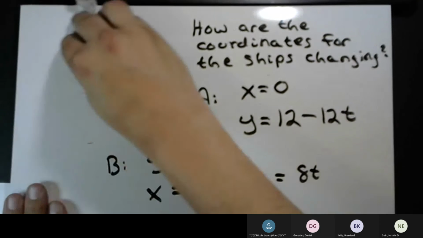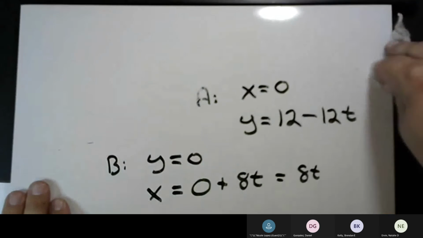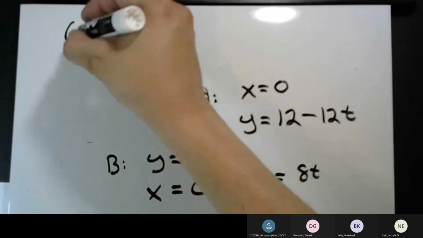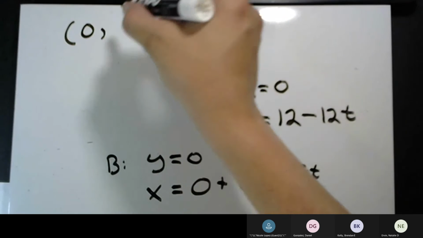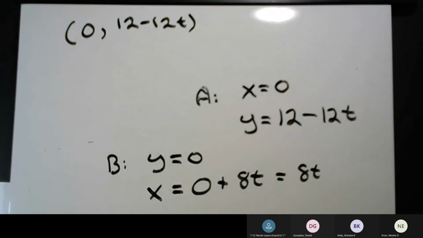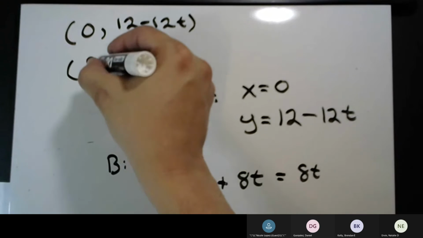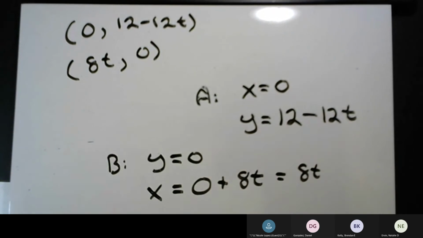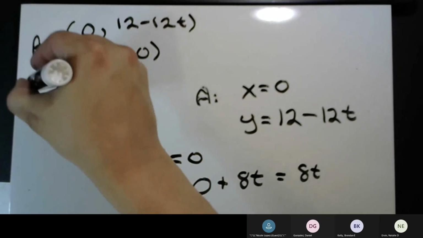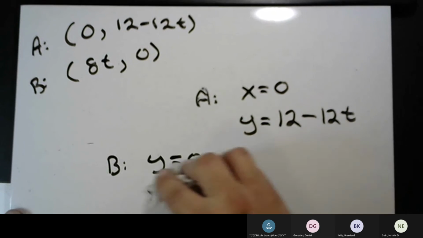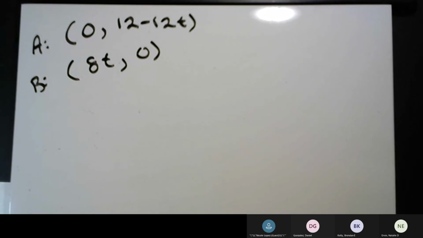All right. So what this means is this. To come up with our distance function, we're going to have two coordinates: 0, 12 minus 12t. That's for ship A. And then ship B is 8t, 0. And so what we can do, we need the distance formula.